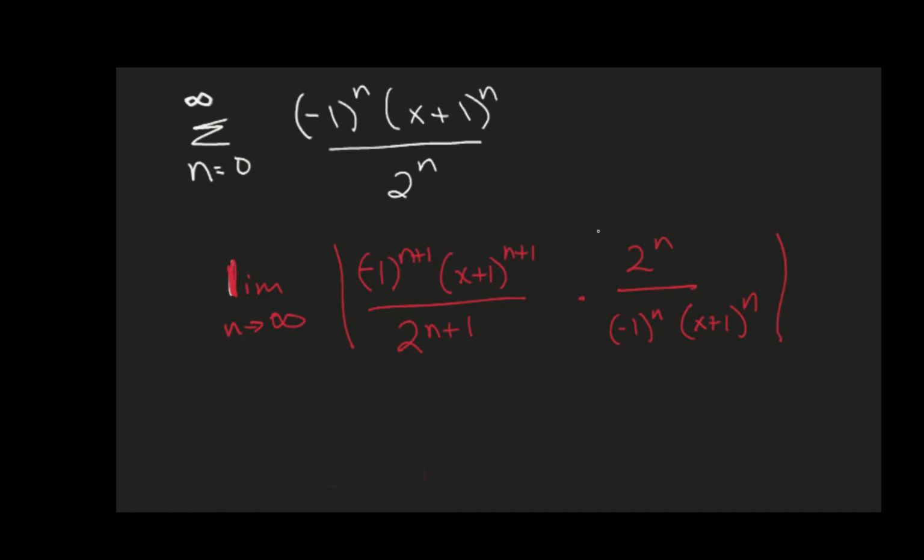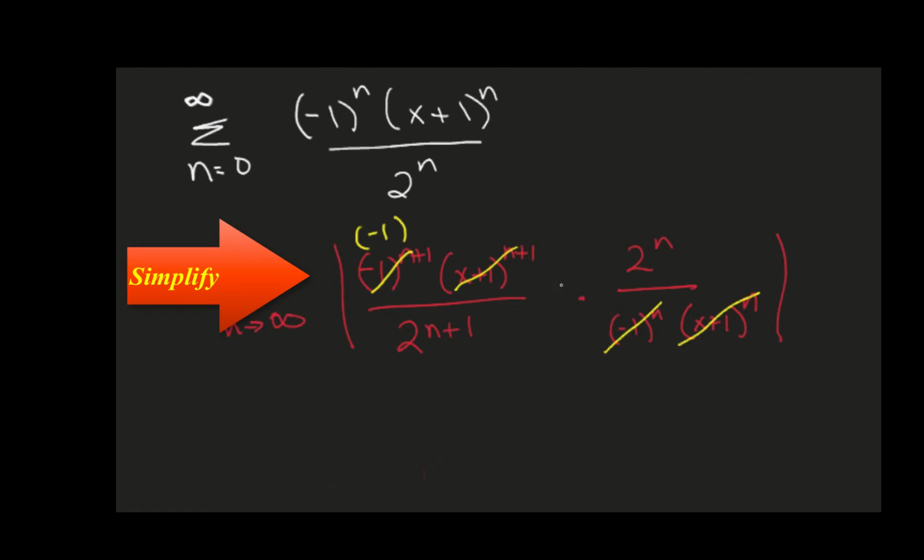Okay, so you cross out -1 to the n. And you can also cross out x plus 1 to the n. You're left with 1 times x plus 1 on top. Okay, now what? And you can also cross out 2 to the n. And then you're left with?